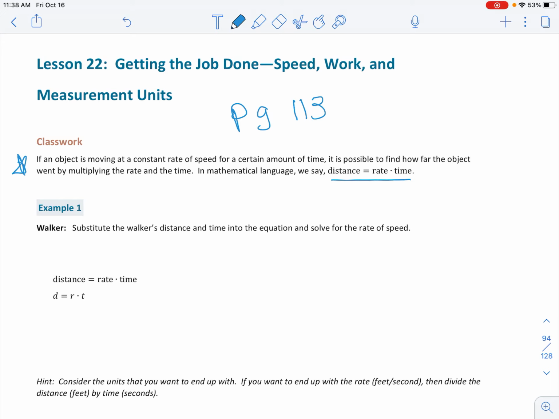So example 1, we're going to use the idea of a walker who went, I'm going to say distance is D, 50 feet, and it took them a time, T, of 10.2 seconds. So we want to know what was their rate of speed. How many feet did they go per second? So this is like a car's speed, but now we have just somebody walking. Normally you'd have miles per hour because those are larger units, but we have smaller units for somebody going a little slower.